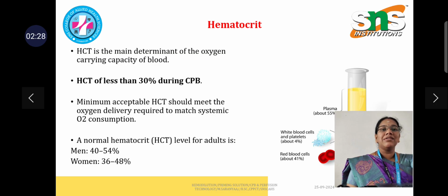Hematocrit is a major determinant of the oxygen carrying capacity of the blood. HCT should be at least 30% during bypass. Normally it should be near 60%. The minimum acceptable HCT should meet the oxygen delivery requirement to match the systemic oxygen consumption. As during cardiac surgery we decrease the patient's body temperature, making them hypothermic, it is easy for us to reduce the oxygen needed also. A normal hematocrit level is 36 to 48%.